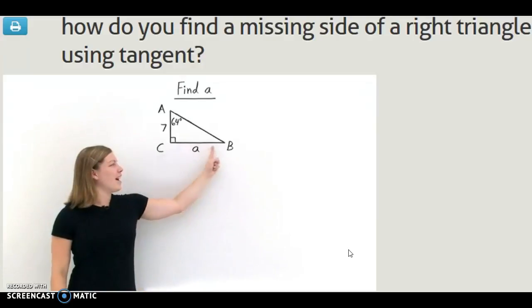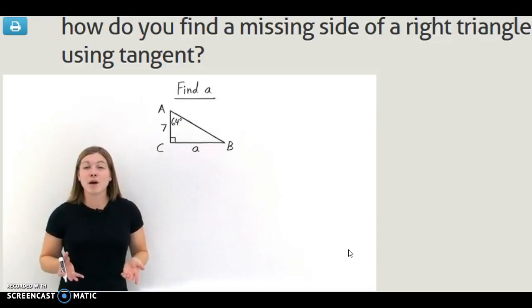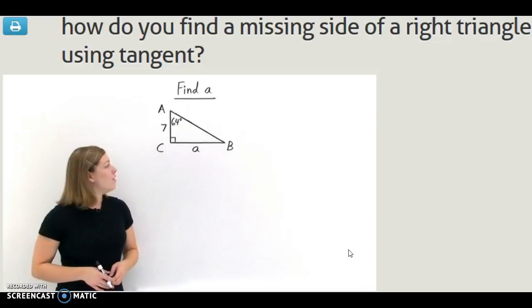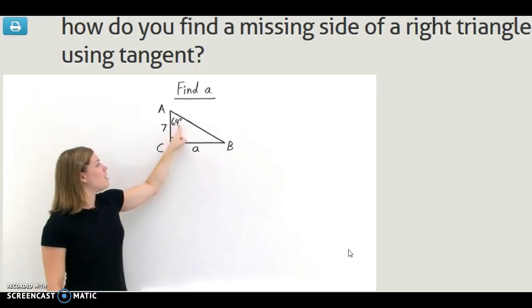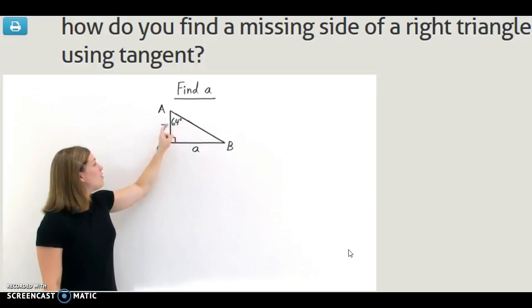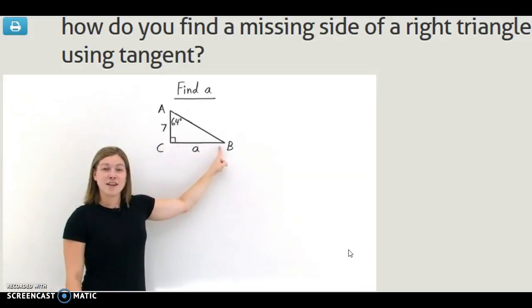Find the length of this side A. To find the length of a triangle, we need to start out by looking at what we've been given. We have a right triangle, and we know the measurement of this angle. We also know the measurement of this side, and we're trying to find the measurement of this side.